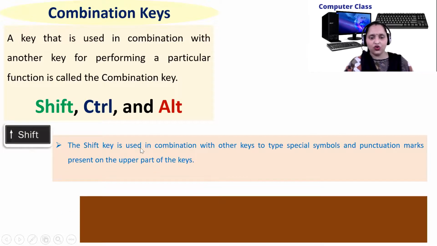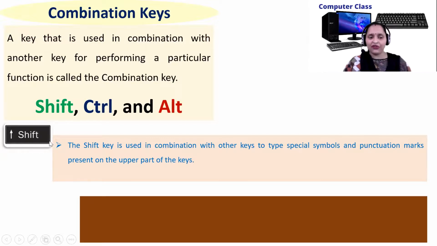The shift key is used in combination with other keys to type special symbols and punctuation marks present on the upper part of the keys. It means, children, we use the shift key for typing our alphabets in capital letters, or for special symbols I want to use on the screen. If I want to type some special characters, then we will use the shift key. Children, I have also shown you that for typing letters in capital, we can use the shift key.